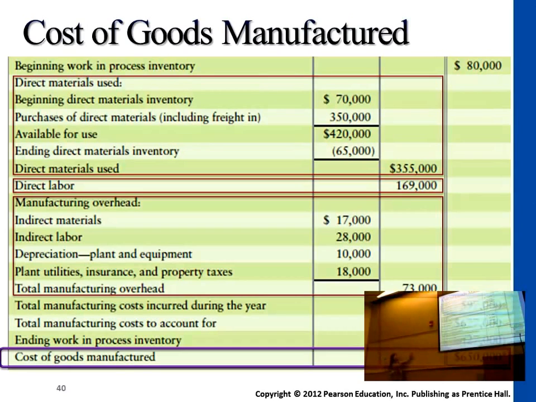We still have direct labor to consider. $169,000 of wages paid to employees. Indirect costs, which breaks down to indirect material, indirect labor, utility, rental, all together, this gives us $73,000. So these are the three main types of costs.